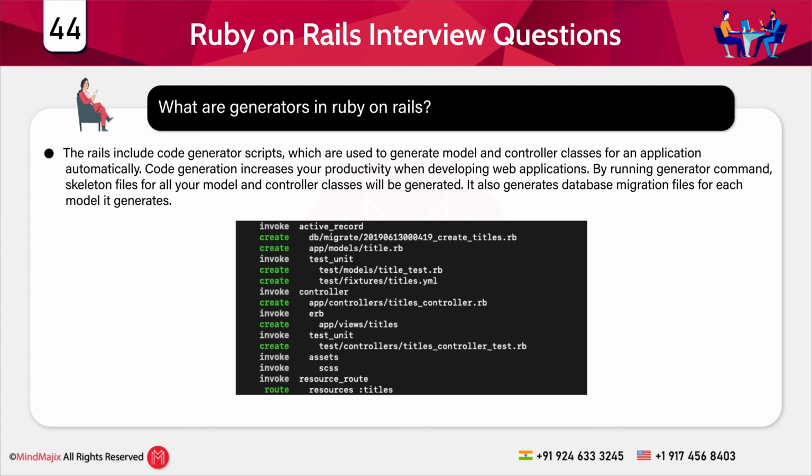Code generation increases your productivity when developing a web application. By running the generator command, skeleton files for all your model and controller classes will be generated. It also generates the database migration file for each model it generates. So automatically, the generator command will generate all these files for your applications with the migration.